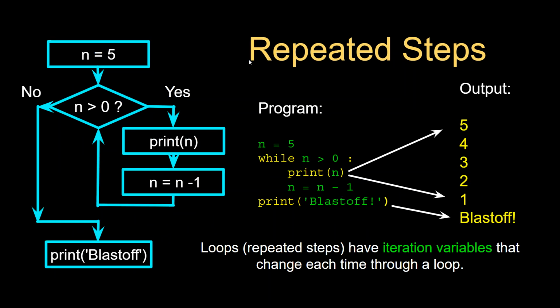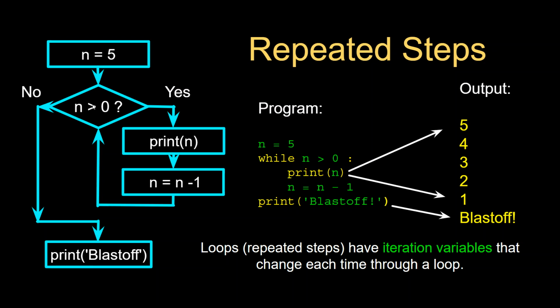Next is repeats. That's going to be the last section. A repeat step means n equals 5. Now, if n is greater than 0, we will print n, then set n equals n minus 1, and then it repeats again. It will continue running until n is equal to 0.